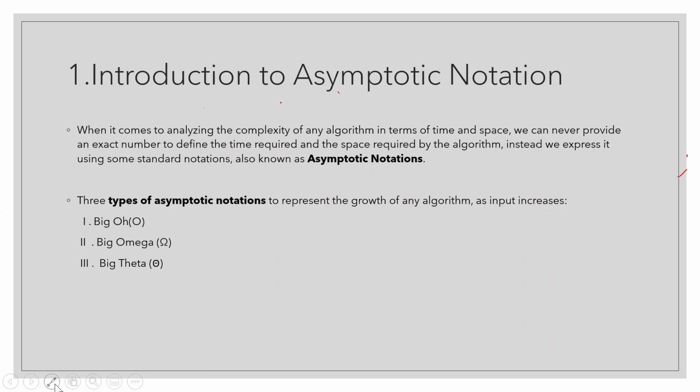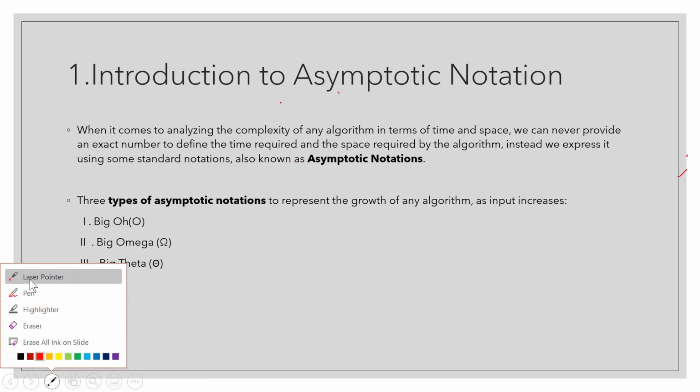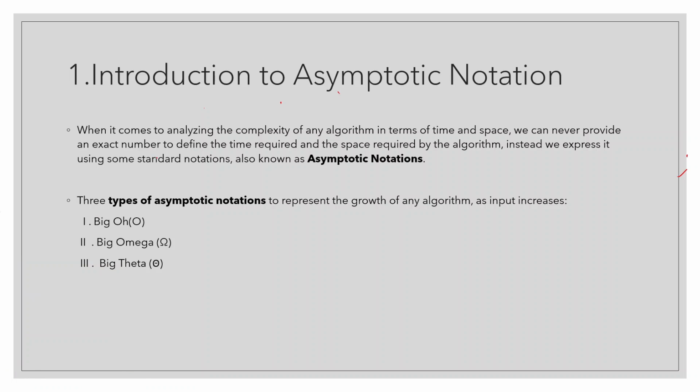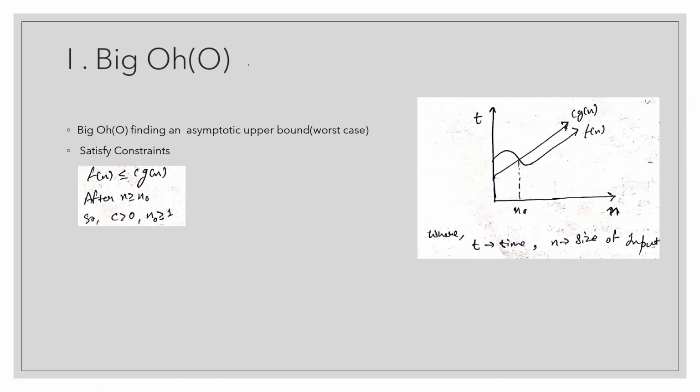So if we represent some notation, that is called asymptotic. It has three types that we mention here. The first type is big O, big omega, big theta. What is the exact meaning of these notations, we will see in the upcoming slides. So first is big O.